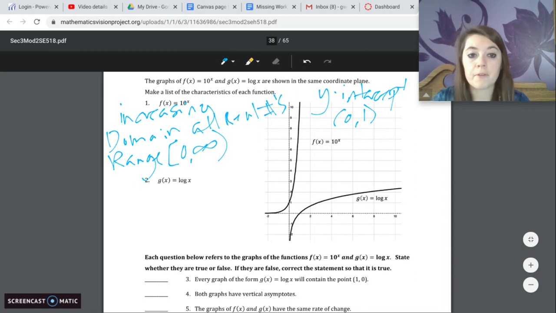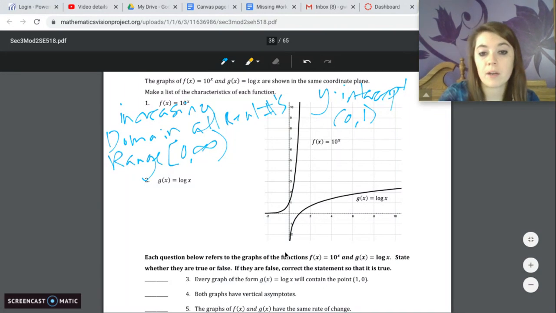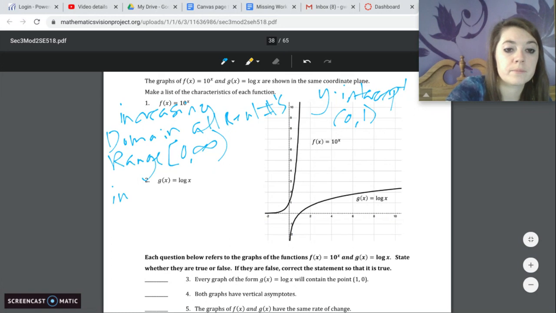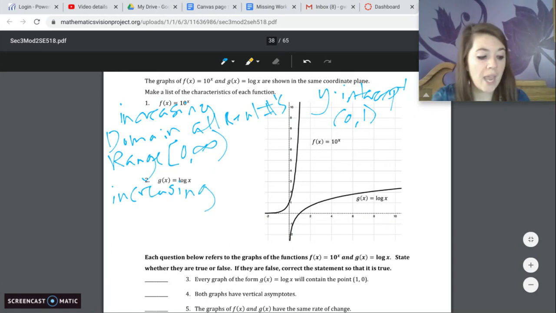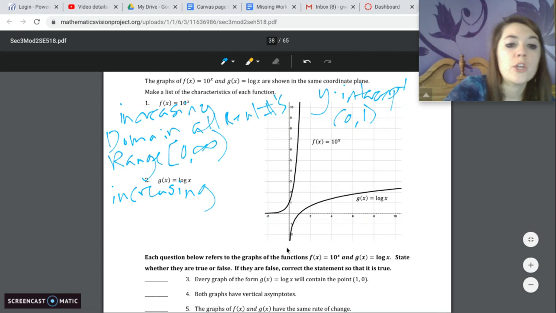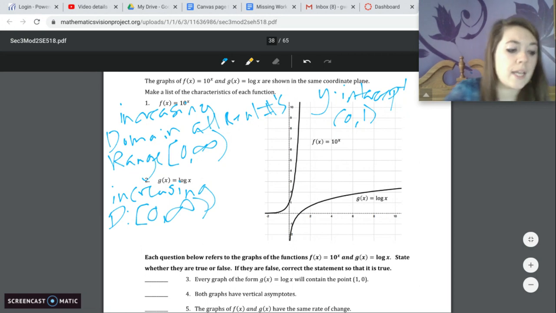Now, our logarithmic function, it's also increasing. So notice we are going up slowly, but we are going up. So it's also increasing. Our domain for this is limited. We don't actually have any negative values in this case. Notice it's coming down along the y-axis and it's never crossing it. So our domain is from 0 to positive infinity.